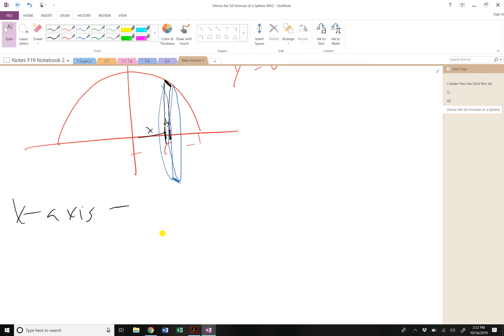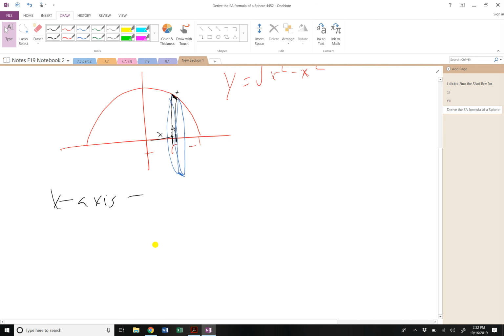So I need to have 2 pi times the radius that this little piece here spins around. So 2 pi times, what's the radius going to be for this? It's going to be my function value. So in this case, it's going to be f of x, or y. So it's going to be the square root of r squared minus x squared.